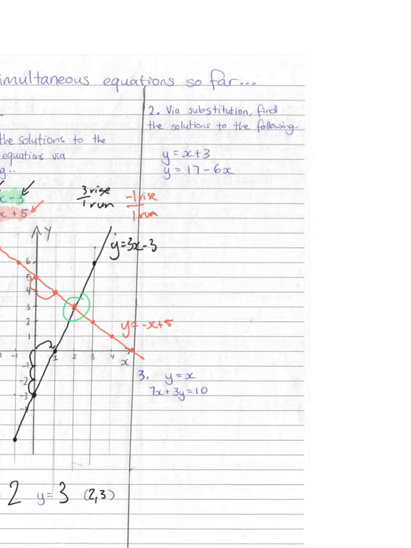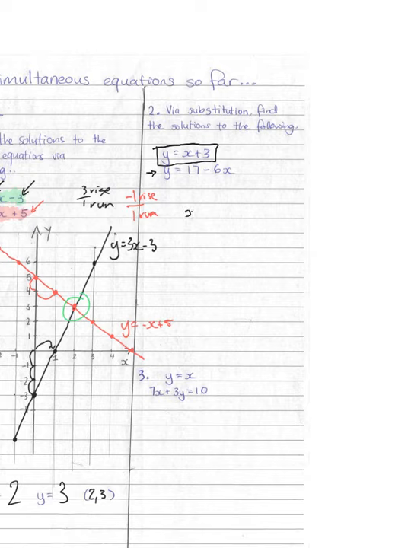All right, the second method we learn is via substitution. So via substitution, find the solutions to the following. We've got y equals x plus 3 and y equals 17 minus 6x. So what we've got to do in this occasion is we're actually going to sub one of the equations, or in this case, the value of y, what it equals, into the other equation. So we know that y equals x plus 3. So what I'm going to do, instead of having y in this second equation, is put in x plus 3.